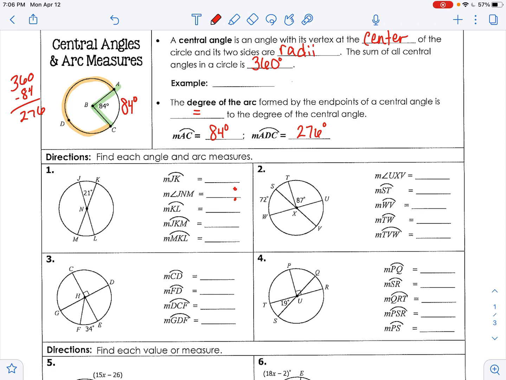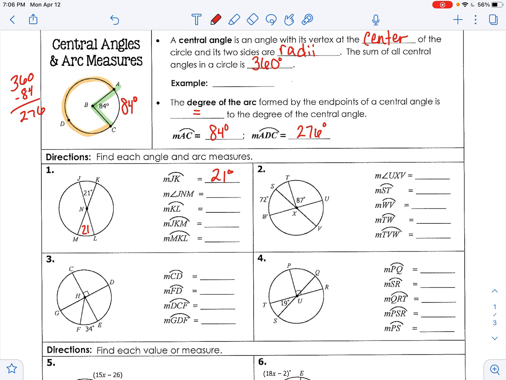Now, if we take a look at example 1 here, arc JK here is created by that central angle JNK, which is 21 degrees. So the arc JK is also 21 degrees. J and M, we need to find that. I don't know what that is. A couple things to note. You've got vertical angles here and here, so that would be 21 degrees as well, down on the bottom.